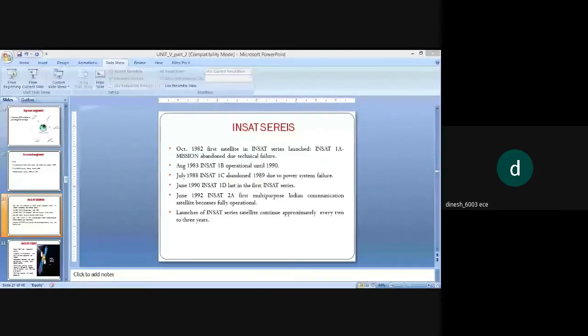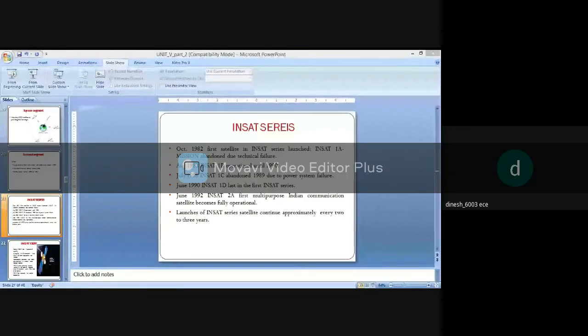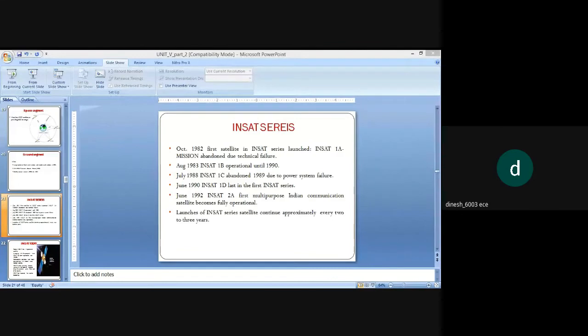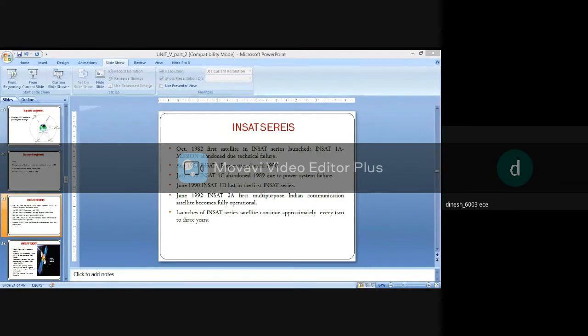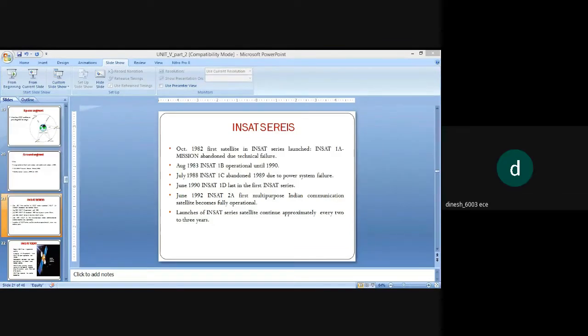IntelSat. The IntelSat series, which was launched during October 1982, is the first satellite being launched, IntelSat-1A, and the mission was abandoned due to technical failure. In August 1983, IntelSat-1B was launched. In 1990 it was under operational. IntelSat-1C was launched in July 1988, and it was abandoned due to power system failure in 1989.